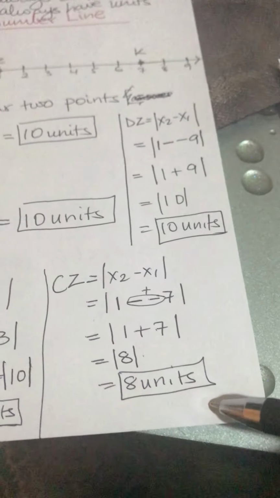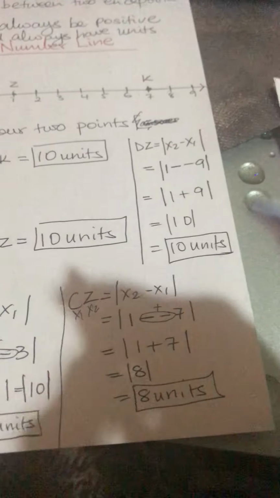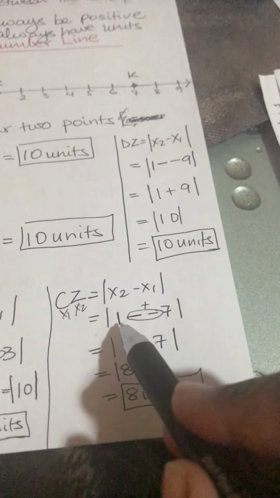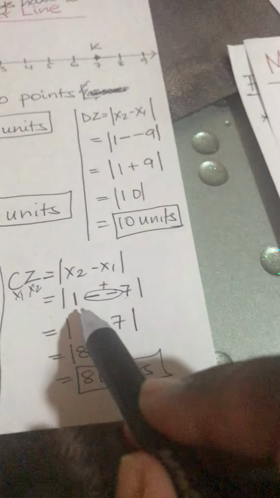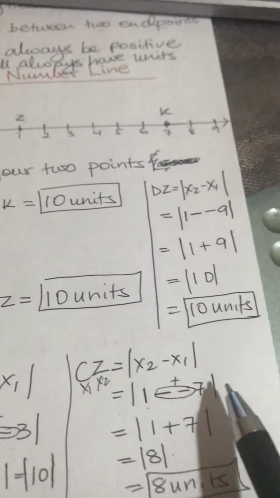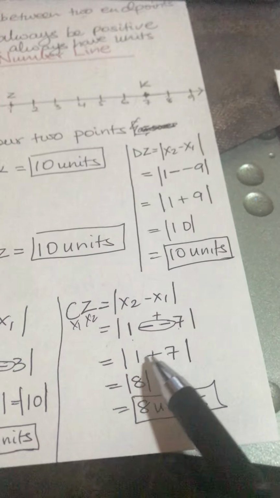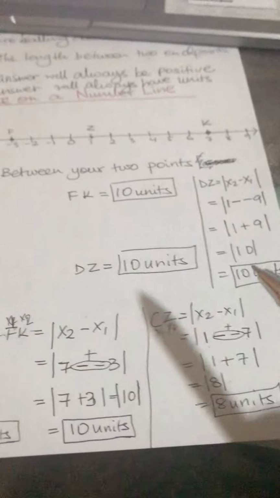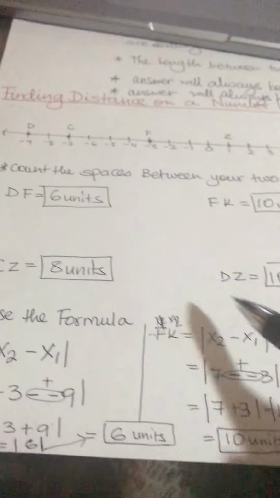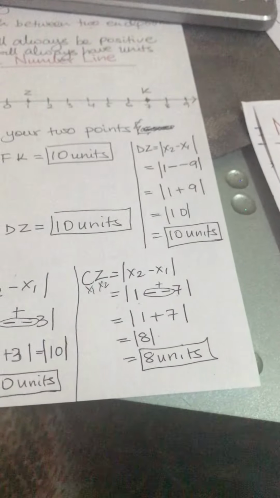We repeated the same here. C and Z, this is x1, x2. Z is negative 7. Sorry, Z is 1. C is negative 7. So 1 minus negative 7 becomes 1 plus 7, which is 8 units. As you can see, my answers are the same. Whatever answer I got here by counting is the same answer I got here by solving. So you use one to check the other, okay?